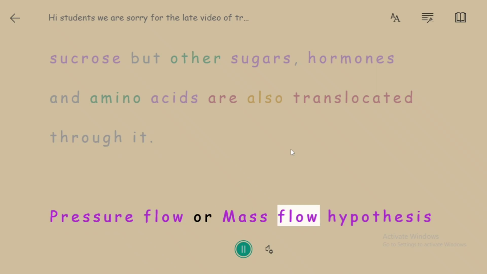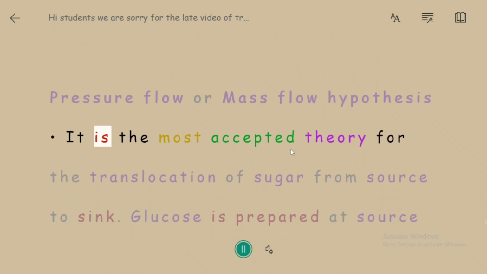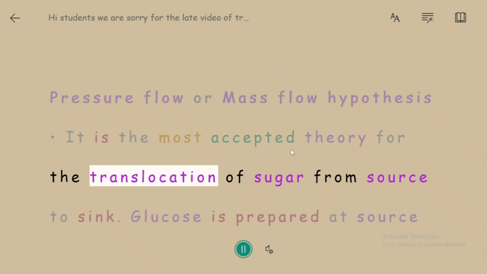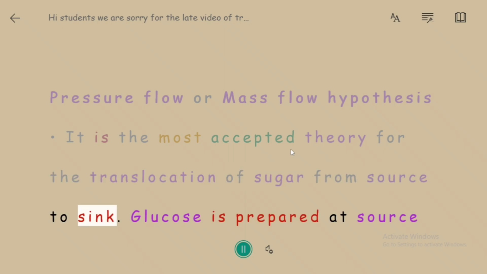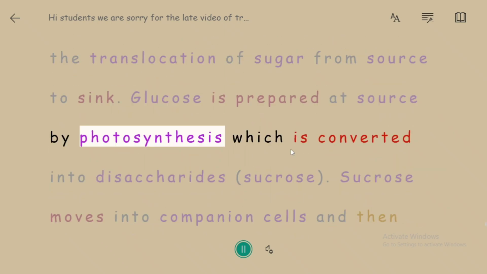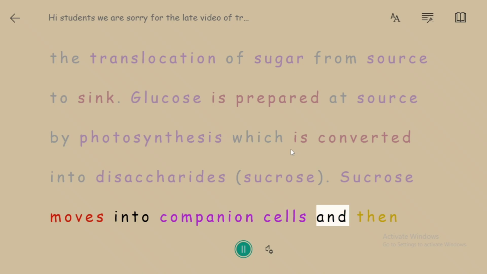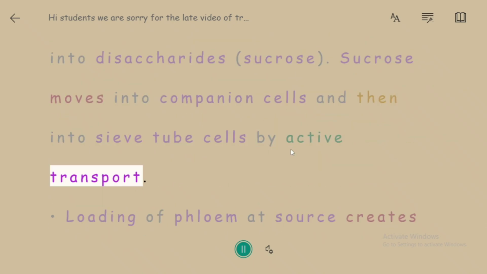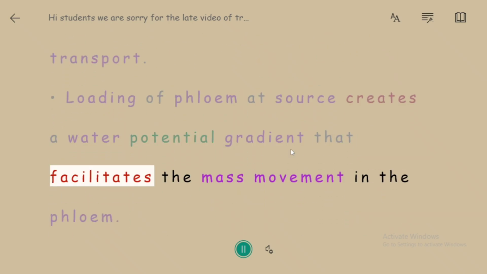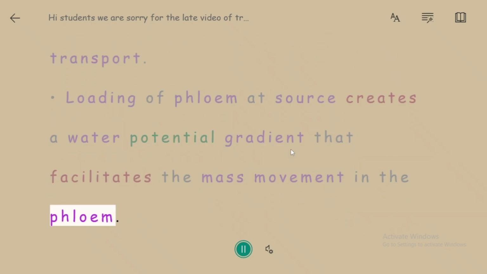Pressure flow or mass flow hypothesis. It is the most accepted theory for the translocation of sugar from source to sink. Glucose is prepared at the source by photosynthesis, which is converted into the disaccharide sucrose. Sucrose moves into companion cells, and then into sieve tube cells by active transport. Loading of phloem at the source creates a water potential gradient that facilitates the mass movement in the phloem.